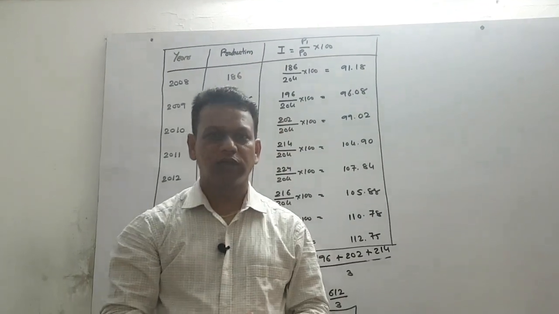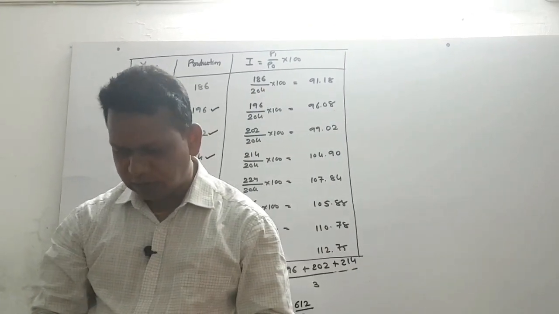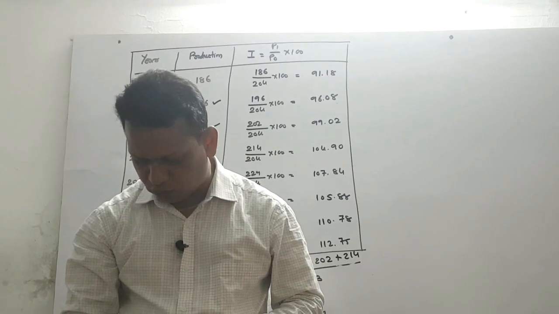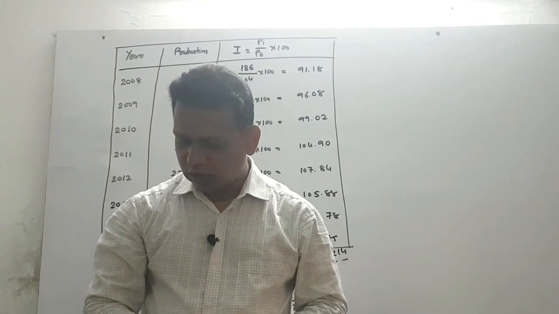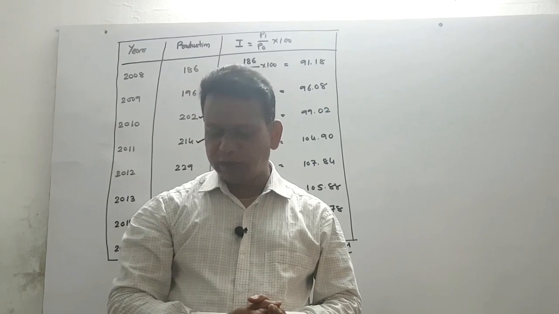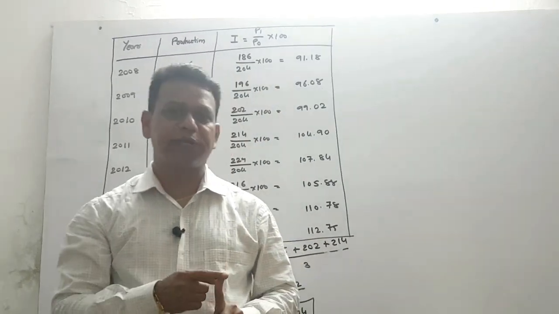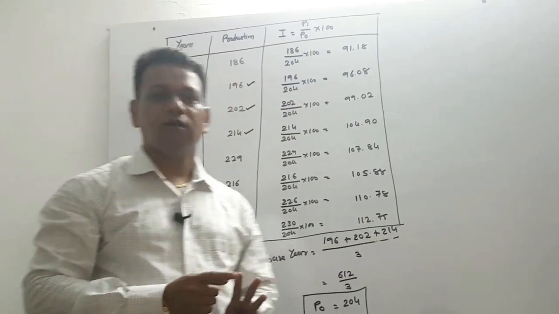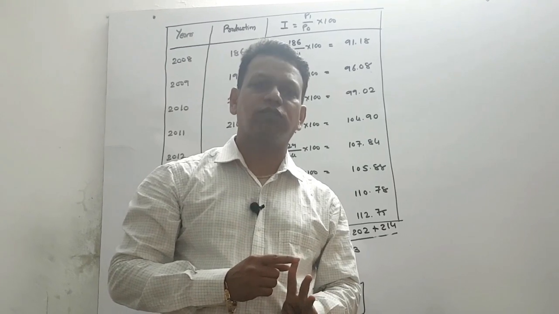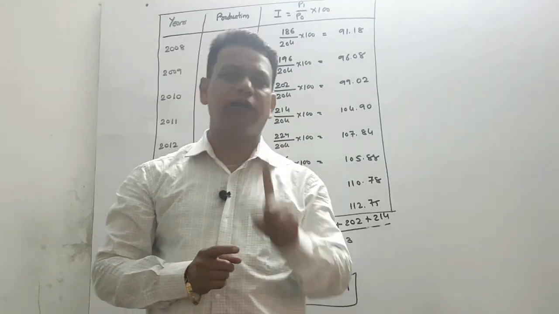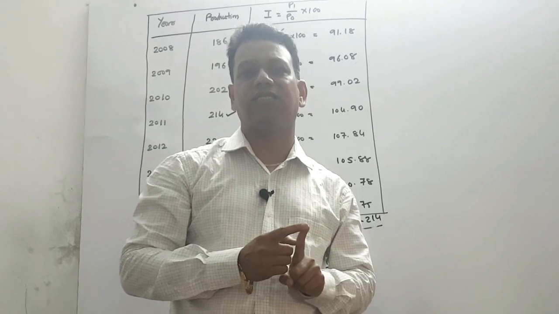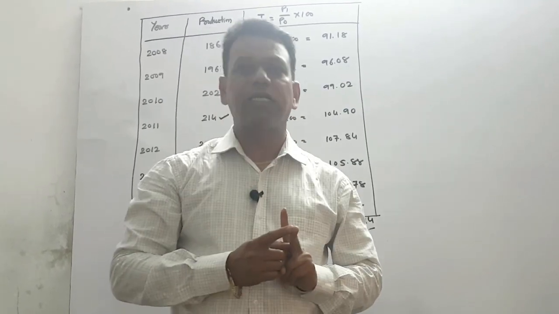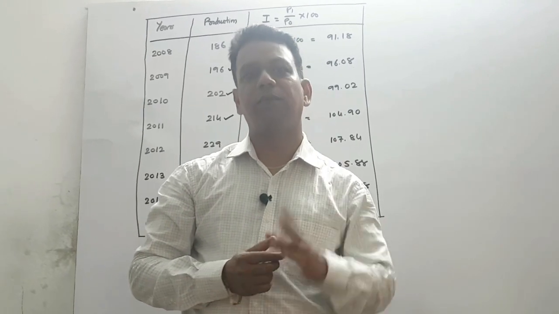Now it's time for homework. In your textbook, page number 15, there is exercise 1.1. So example number 1 and example number 4 are homework for you. In example number 1, they are asking for 3 different methods like fixed base method, chain base method and taking average as we did here. So you can go with any 2 methods, or I recommend you go with only 1 method. You have to find all the indices by using the fixed base method. Then example number 4, that is called the general index number formula. So 2 examples are for homework.